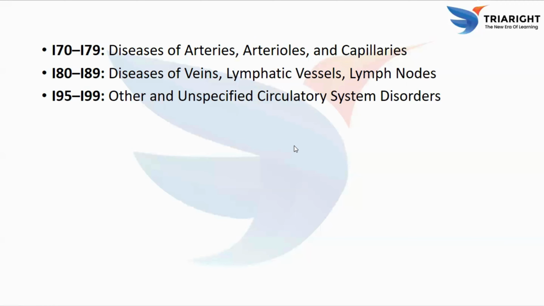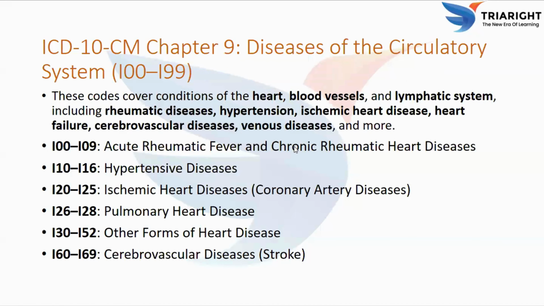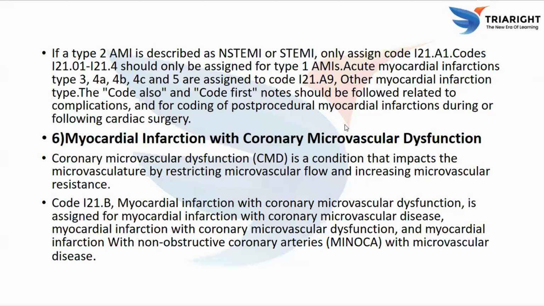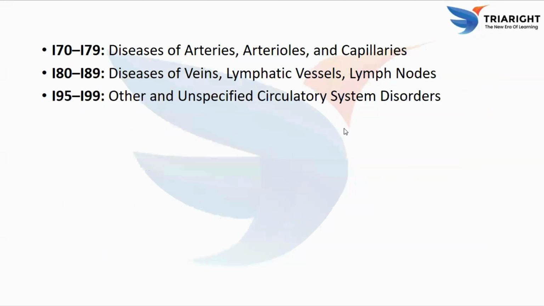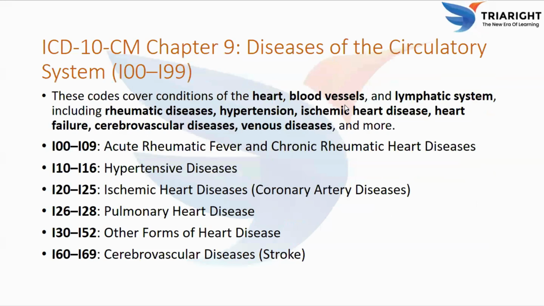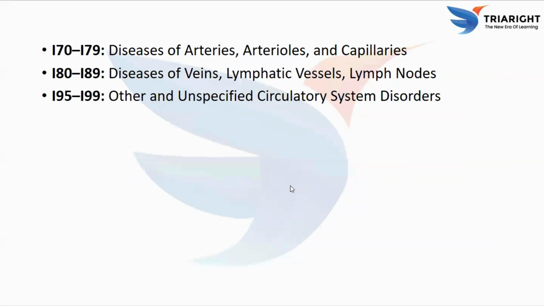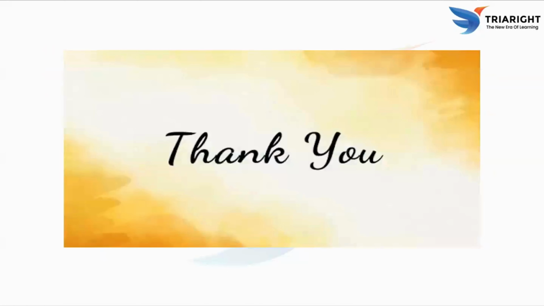So this is about the ICD-10 classification of the circulatory system diseases. Here you have learned about some of the guidelines and also how the ICD-10 CM has been classified. In the next session, you are going to learn about the ICD-10 CM classification in detail, like the codes and code descriptions and also the subcodes with examples. So that's it. This is for today's session.